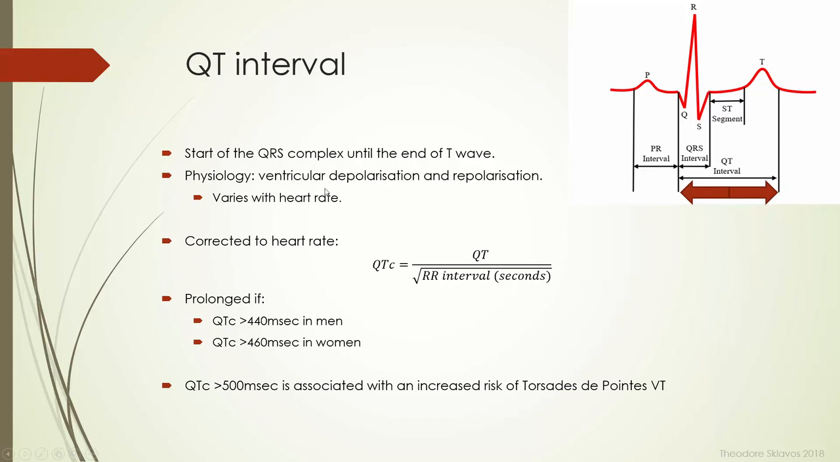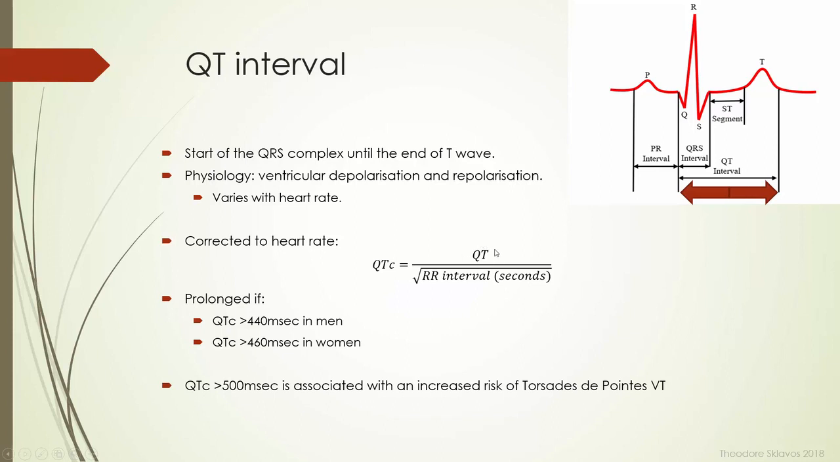Physiologically, we've got ventricular contraction, as well as depolarization and repolarization, all occurring within this QT interval. Now, the QT interval will vary with the heart rate, okay? At faster heart rates, the QT interval will be short. At slower heart rates, the QT interval will be longer. So you end up with the formula that calculates the QTC, or the corrected QT interval, corrected for the heart rate.